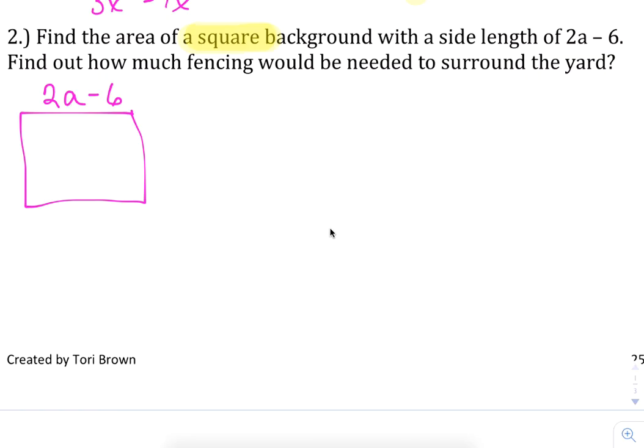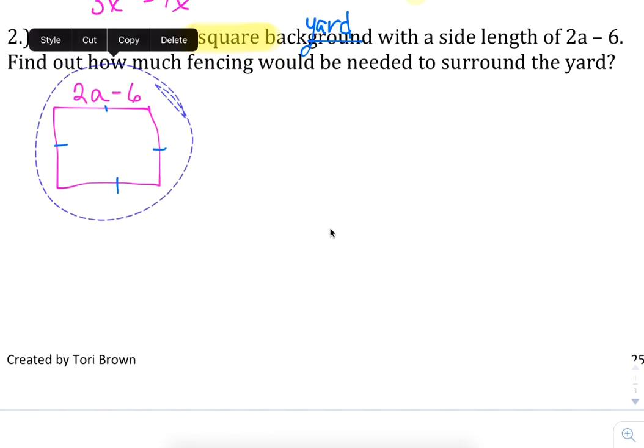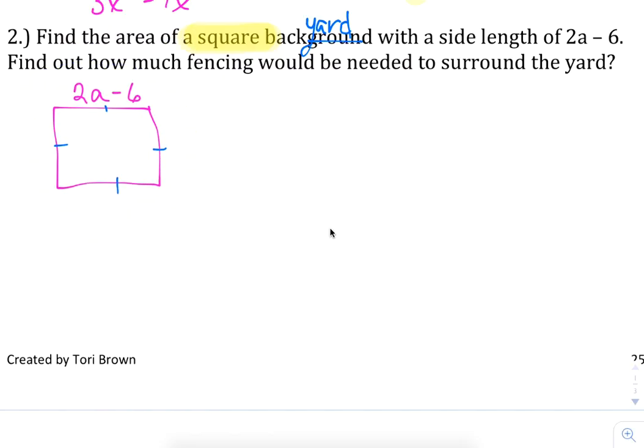All right, problem number 2 says find the area of a square background. I think it's supposed to say a backyard. With a side length of 2a minus 6. Now, some things we need to know about this one. First is that it's a backyard. Second of all, a square means what? A square should mean that all the sides are the same. So let me see if I can shrink this just a little bit. All right, so I'm going to go ahead and label all the sides around my piece. Should have 2a minus 6, 2a minus 6, and 2a minus 6.